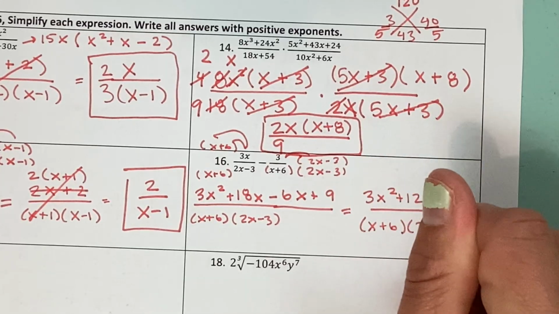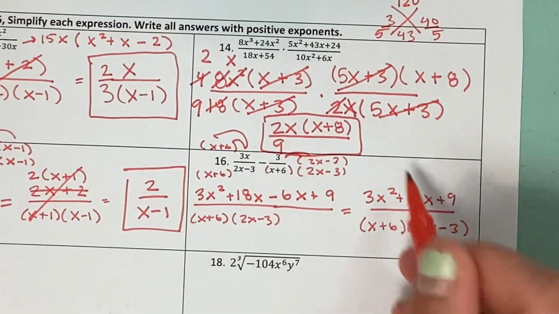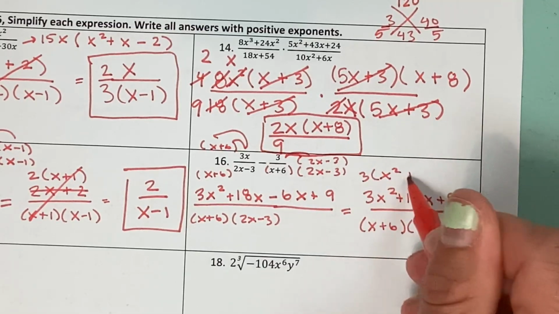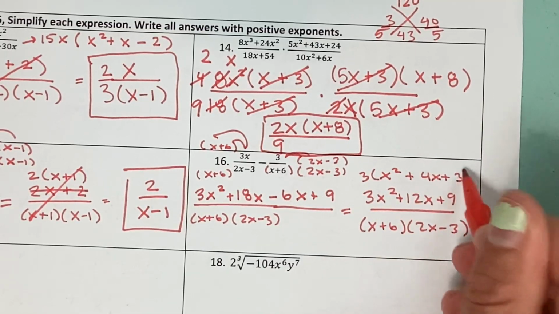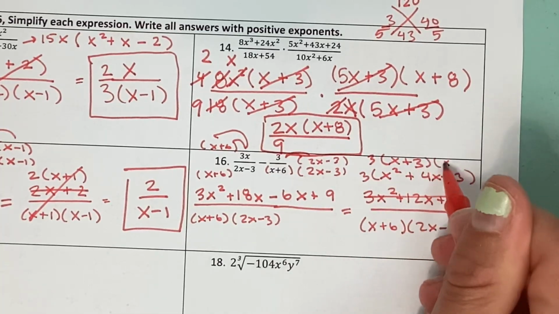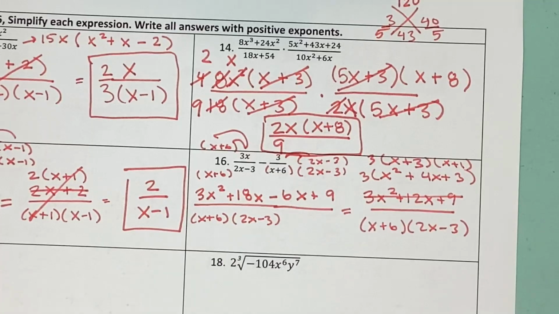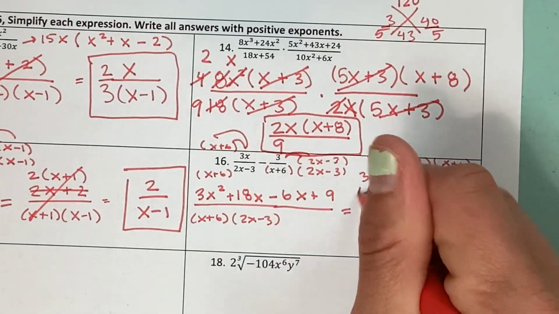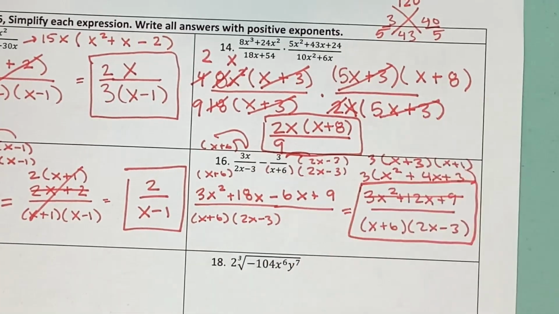Oh, I wonder if I can take this one farther. All right, so up here I can take a 3 out. x squared plus 4x plus 3. And then I can factor that to be x plus 3, x plus 1, which nothing is going to end up canceling. So I'm just actually going to leave my answer like this.